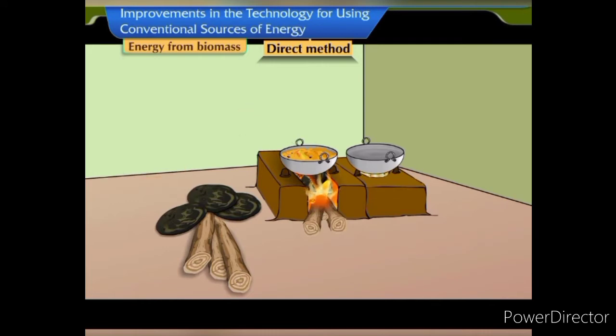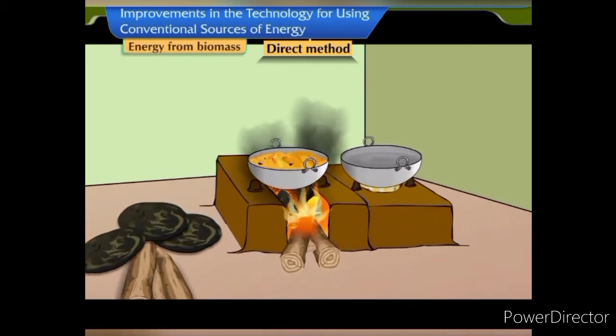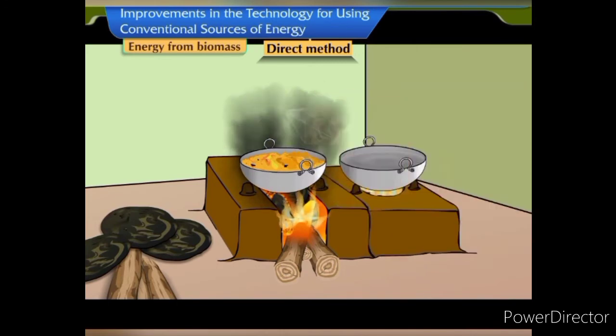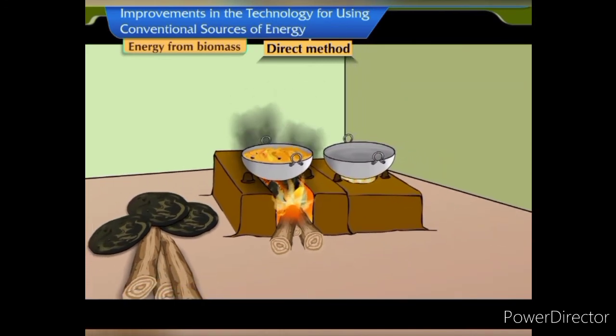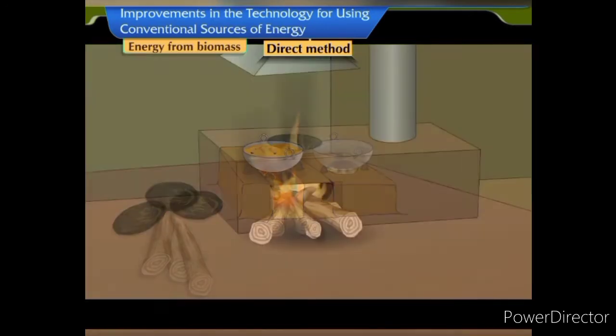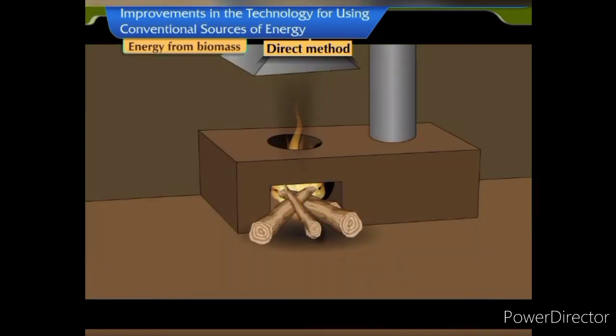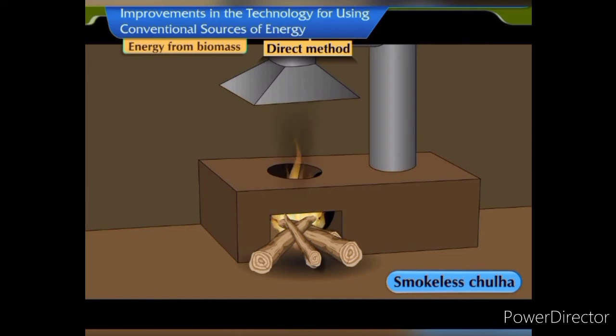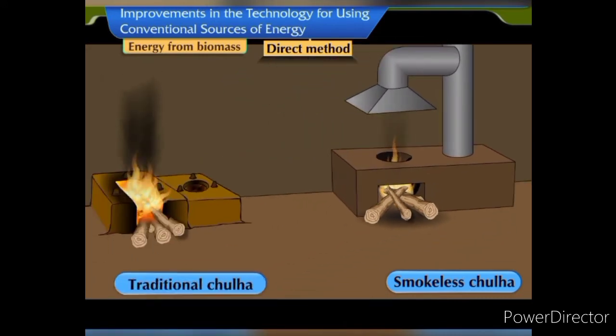Therefore, the use of traditional chullas results in wastage of fuels. Moreover, it also produces smoke which leads to serious health hazards. So, efforts have been made to improve the design of chullas so that more heat is transferred to the cooking pots. Technology has led to the development of smokeless chullas which transfer more heat as compared to the traditional chullas.